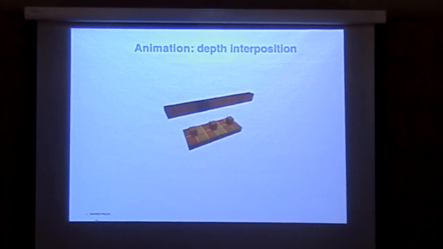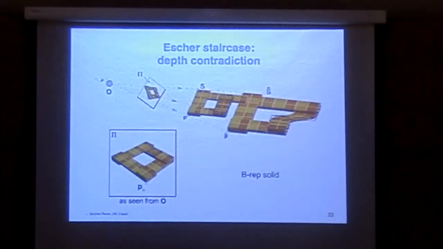Here's the animation. See that it can be done. It's just bending one bar to the other. And here's some texture. The Escher staircase with textures, this improves it. Here you have some shading artifacts, but with the texture, you don't know whether it's darker tiles. So I think it's quite helpful.